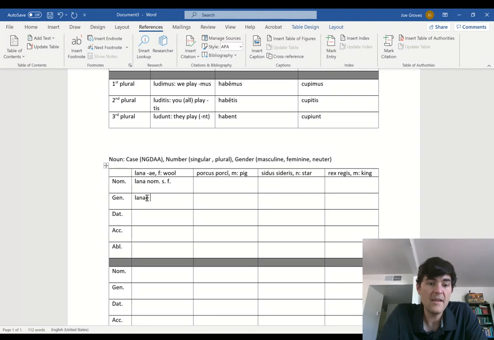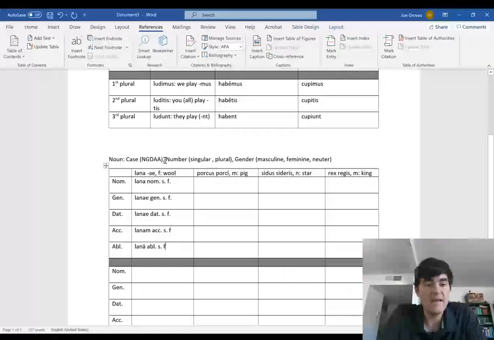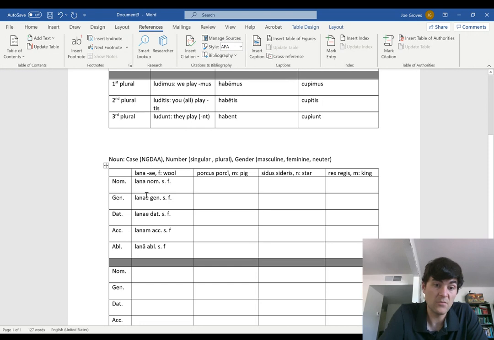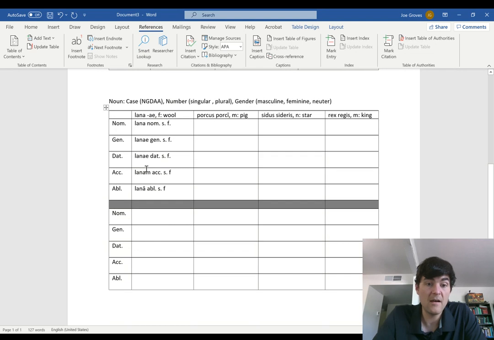But we go lanae, here it's going to be genitive, singular, feminine. Dative, well, lanae, so dative, singular, feminine again. Lanam, that'll be accusative, singular, feminine. And then lana, with that macron that is going to be sometimes difficult to enter in the Google environment, that's going to be ablative, singular, feminine. So all feminine just because it's this word here, and it's all singular because it's on this side of the chart. But if we keep going, well, then we'll have lanae again.